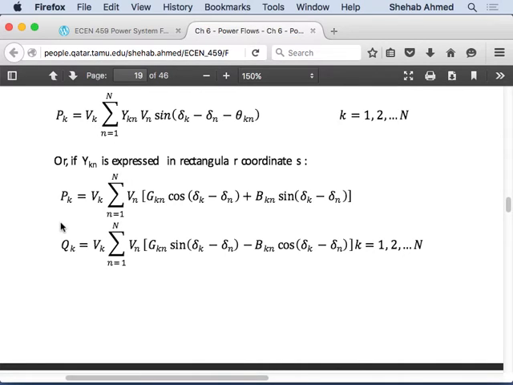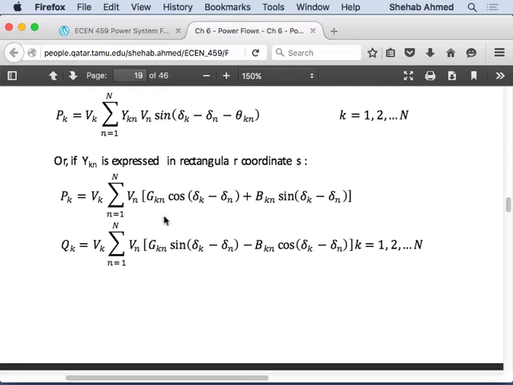But I don't know voltage as a magnitude and an angle. So I don't know voltage as a magnitude. I don't know VK. I don't know VN. I don't know delta K. Delta K minus delta N is the angle difference between bus K and bus N, right? So this will be later grouped as a theta KN, okay? But this is the angle difference between 2 buses, bus K and bus N. So I don't know the angles, and I don't know the voltage magnitudes.